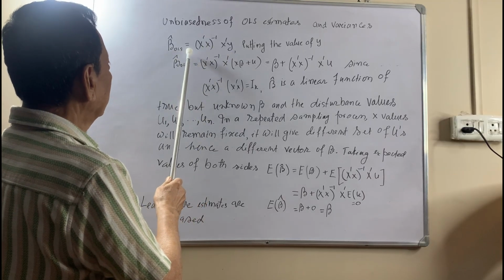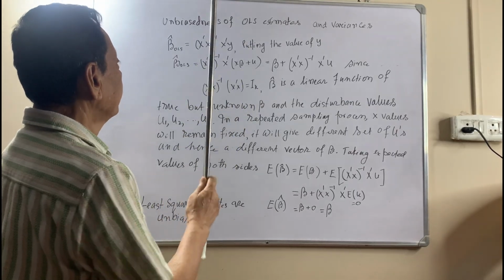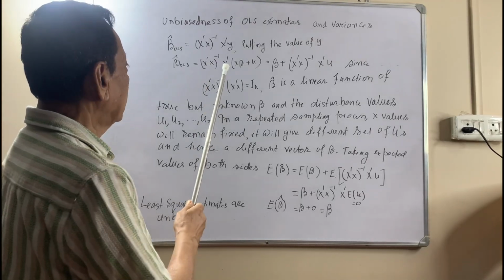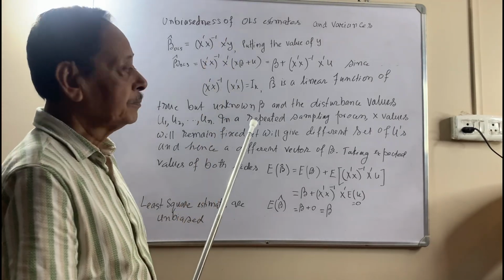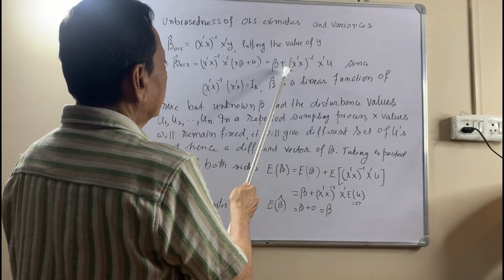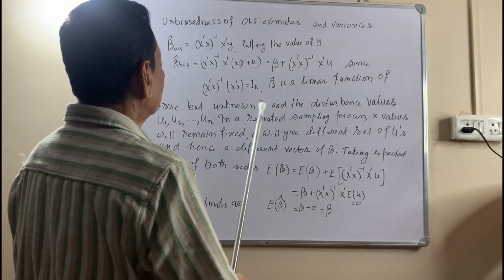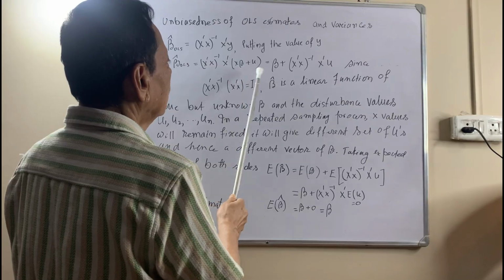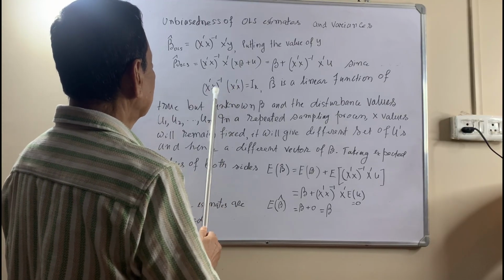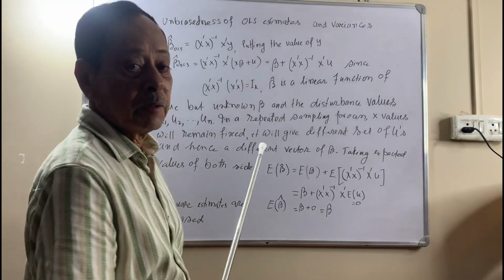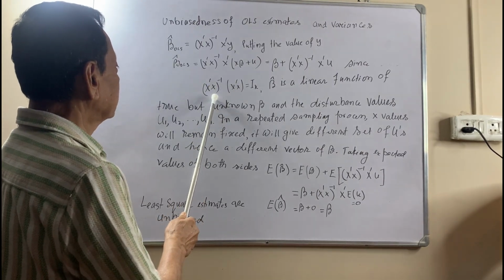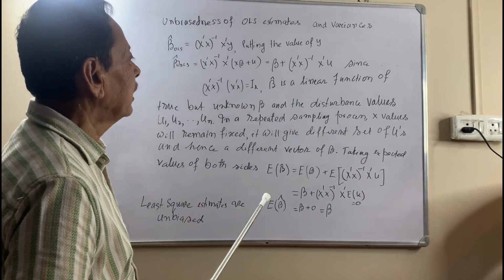Now here we have seen that beta hat OLS is equal to (X prime X) inverse X prime y. If we put the value of y here, that is X beta plus u, this is equal to beta plus (X prime X) inverse X prime u. When we multiply this, we get X prime X, and (X prime X) inverse multiplied by X prime X is equal to the identity matrix. It is something like numerator divided by denominator, so it becomes the identity matrix.